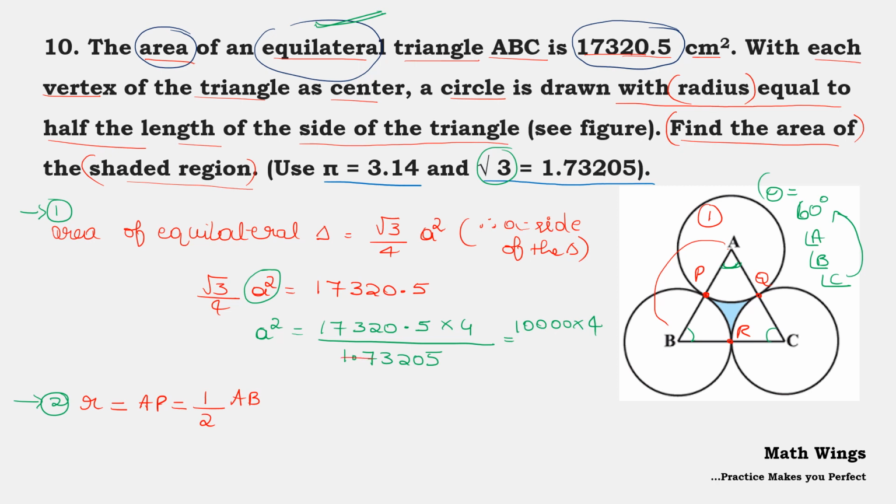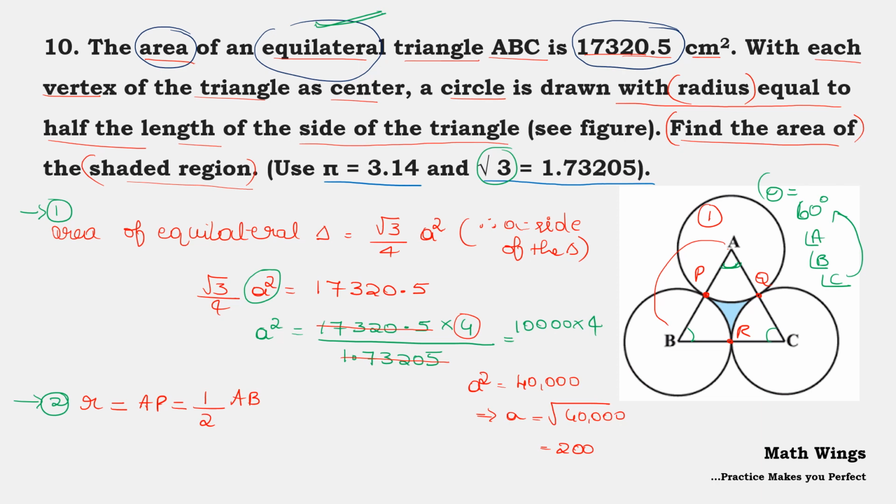So, I have cancelled this one from the denominator and 17,320.5 from the numerator, and I am just multiplying by 4 here. Therefore, what is the answer? We are getting A square is equal to 40,000. This implies, what is A? A is equal to the square root of 40,000, that is equal to 200.